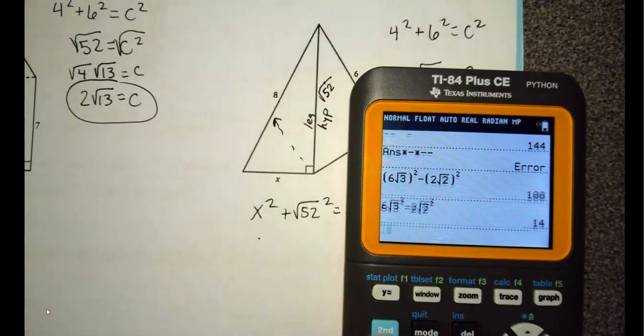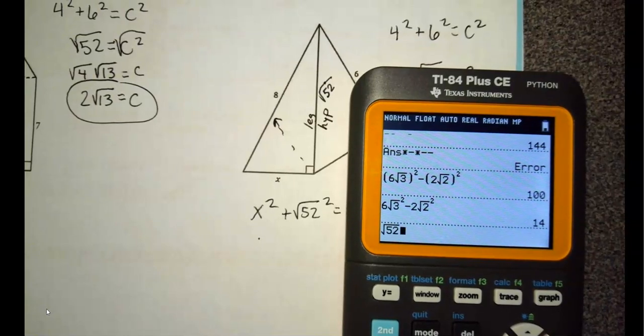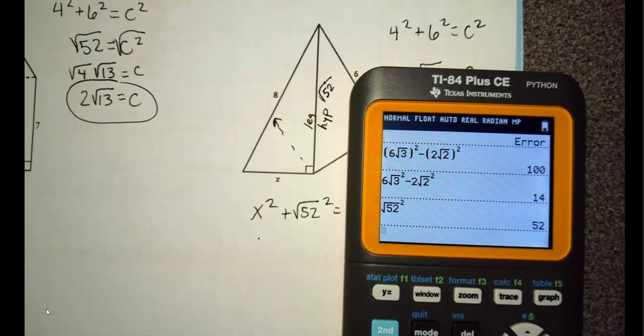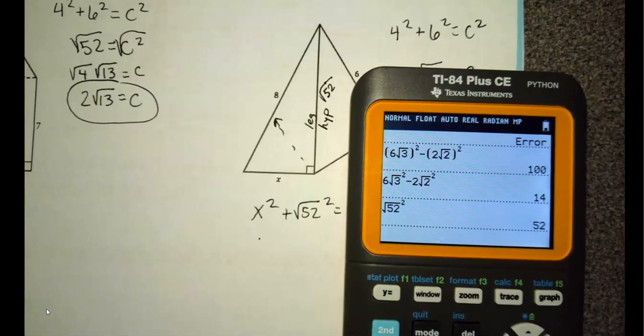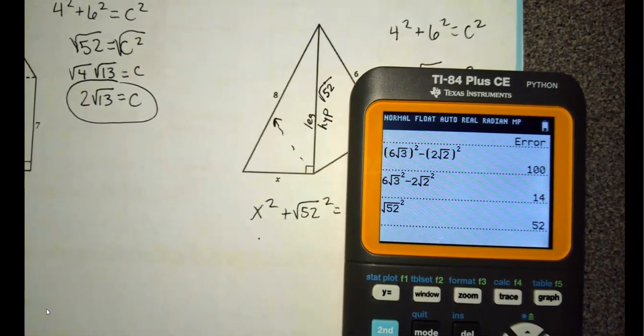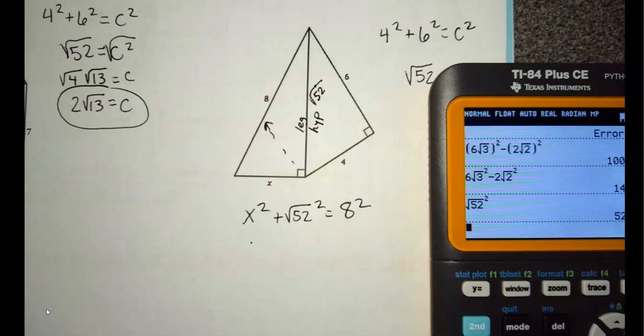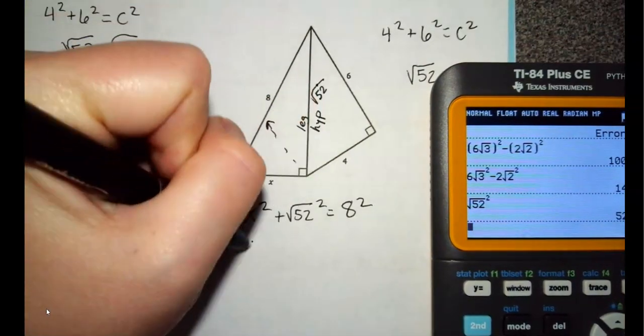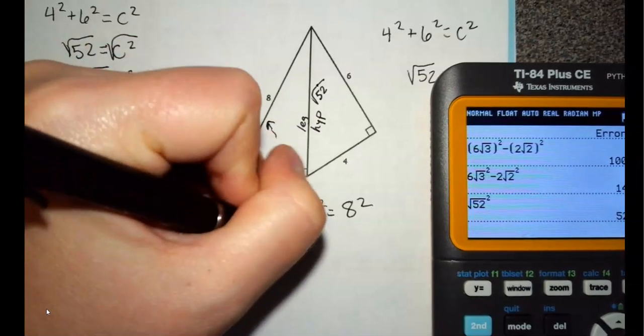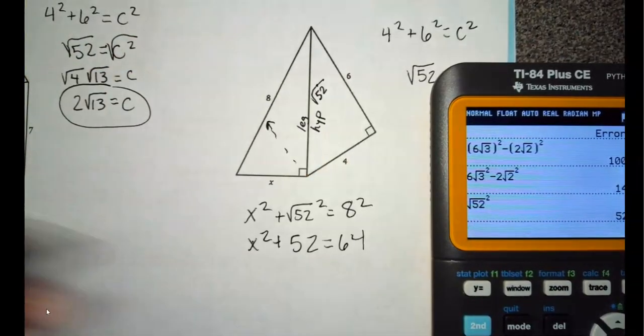All right. One little thing I want to show you. Make sure you guys realize this. Square root of 52, when you square the square root of 52, it just becomes 52 because those are inverse operations. They're opposite of each other, just like adding and subtracting are inverse. So if you take the square root of a number squared, you will just end up with that number. Nothing happens. All right, so x squared plus 52 equals 64.